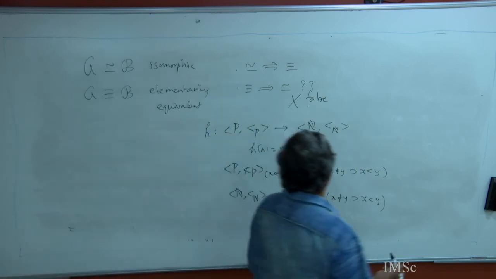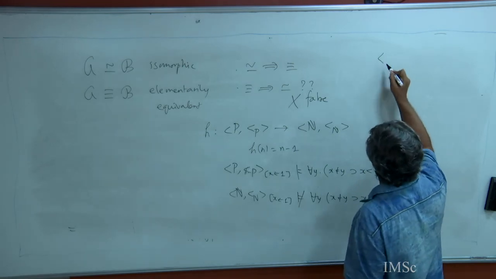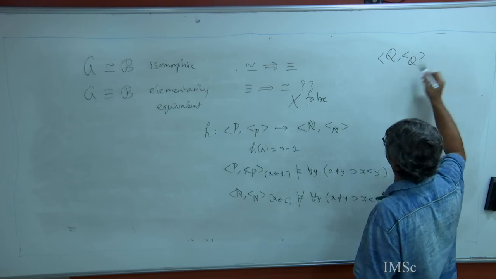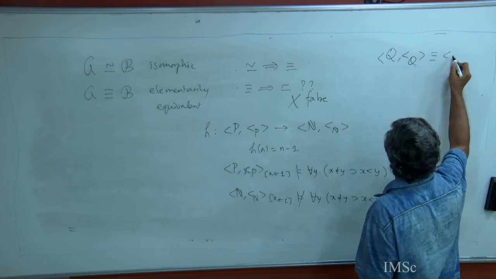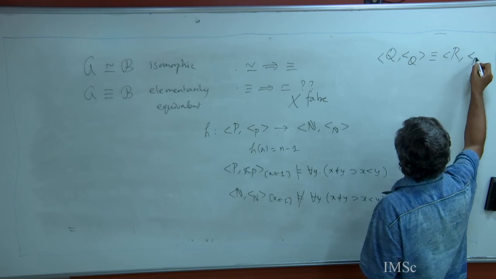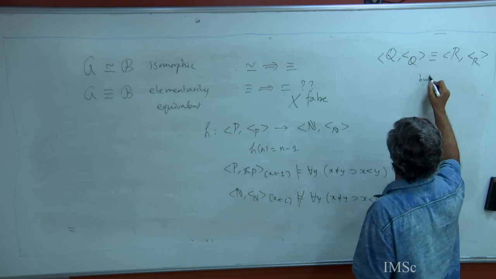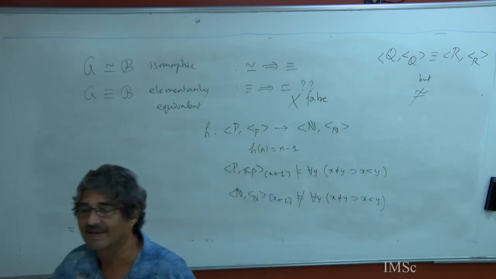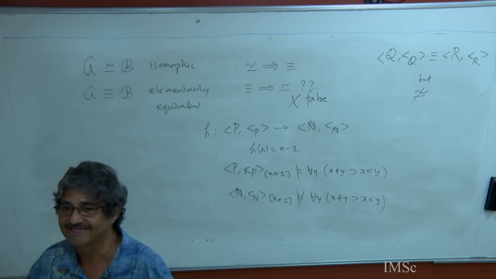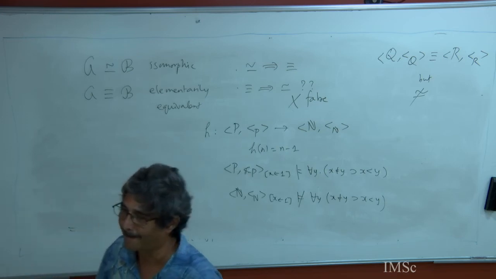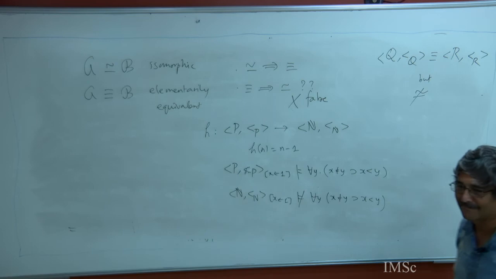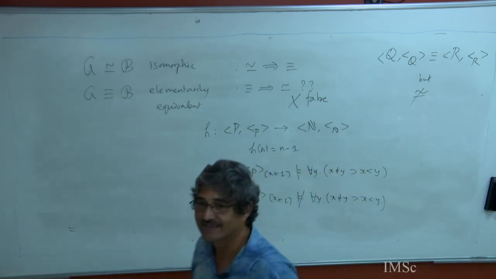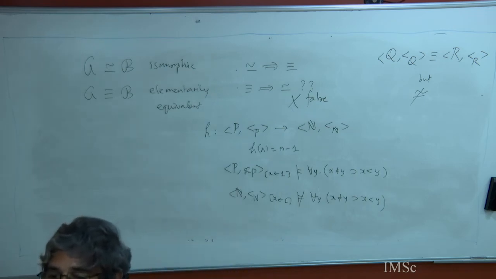Consider these two structures, and that's what we will take. We will show that, but of course they are not. Sir, but they are isomorphic, sir. But this h, sir. This is a bijection. So this is an isomorphism. Okay. So they are elementarily equivalent.